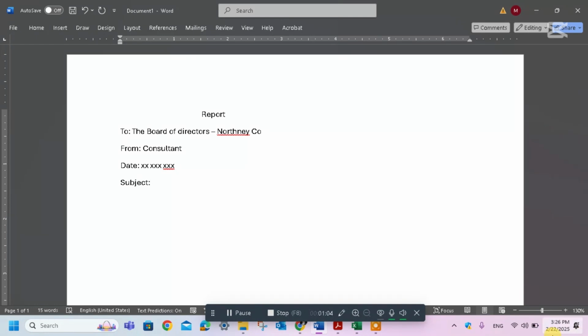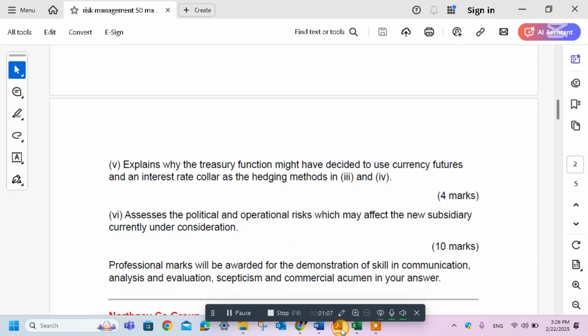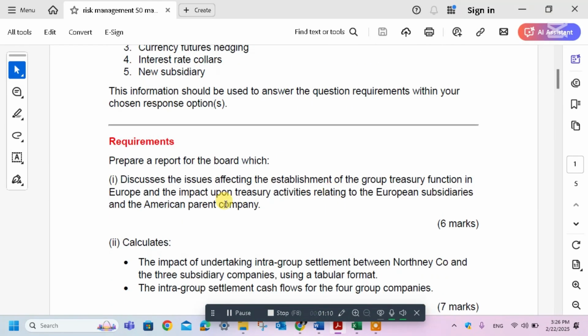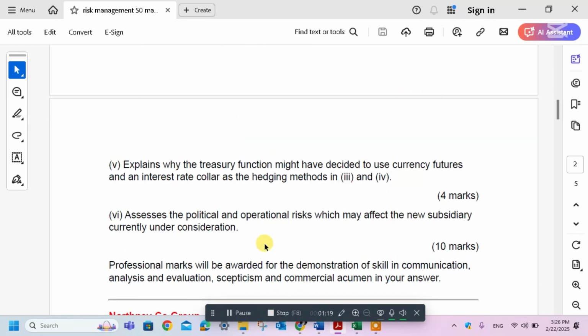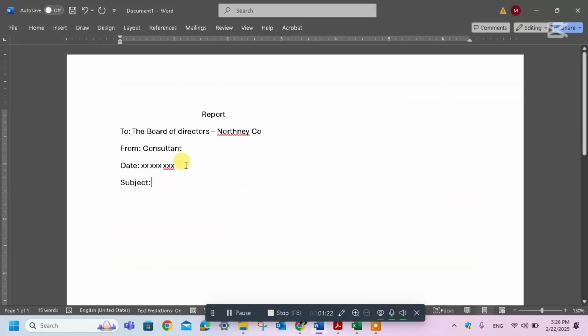What are the main points here? If you look at the requirements, you will get an idea about the subjects. Mainly we are discussing the treasury function, shifting the treasury function, risk management, and the proposed new subsidiary. So let's say relocation of the treasury function, risk management, and the proposed subsidiary. Okay, give a suitable subject.